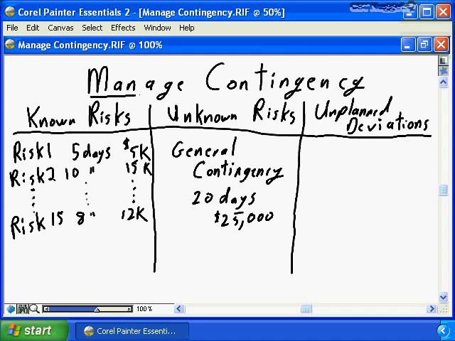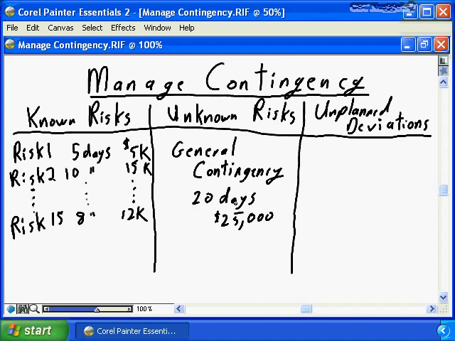Managing the contingency is the most difficult part of risk management, the most difficult part of monitoring and control. We have defined our contingency into 3 buckets. We have the known risks. We have risk number 1 with a contingency of 5 days and $5,000. We have our unknown risks where we have a general contingency of 20 days and $25,000. And we have these on-plan deviations.